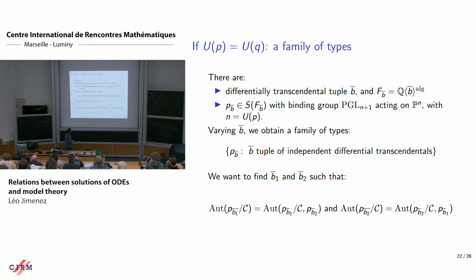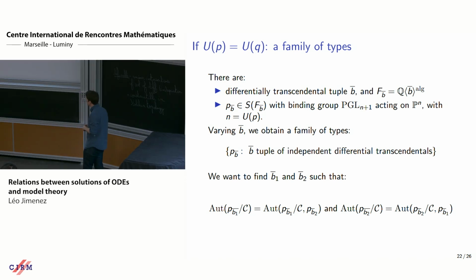Okay, so the way to do this, right, if they have the same rank, is to consider a family of types. Okay, so now I'll give a bit more details. So really what we have is a differentially transcendental tuple, let's call it B bar, and some F B bar, which is just the algebraic closure of the differential field generated by B bar.